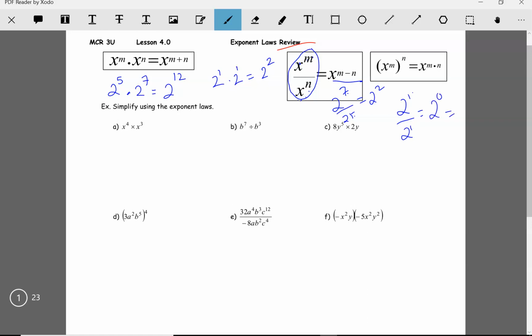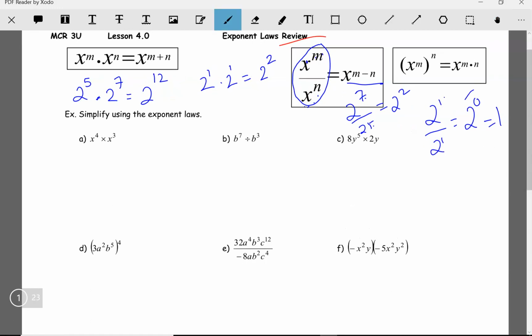And we also will remember that anything to the power of 0 equals 1, except of course 0 to the power of 0, which actually equals 0. So yeah, that's just good to remember. Anything to the power of 0 equals 1. That's why 2 divided by 2 is 1. Still follows the exponent law, still works, because 2 to the power of 0 is equal to 1.